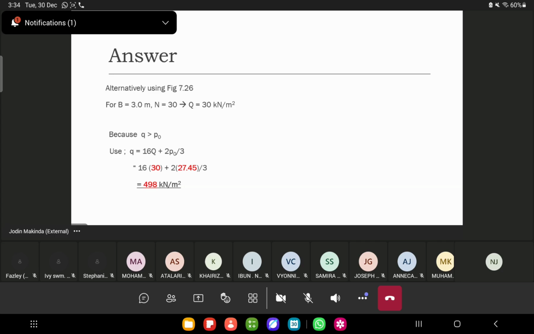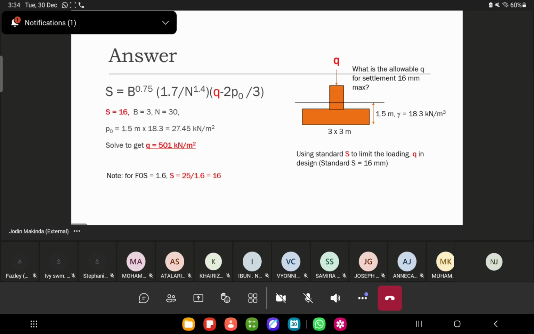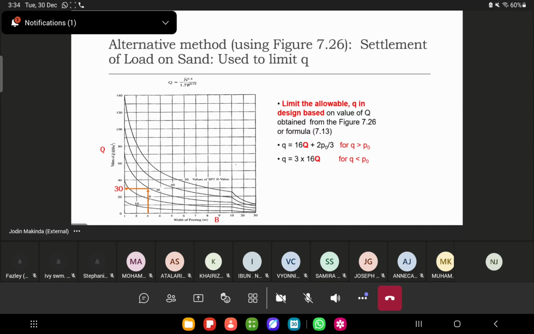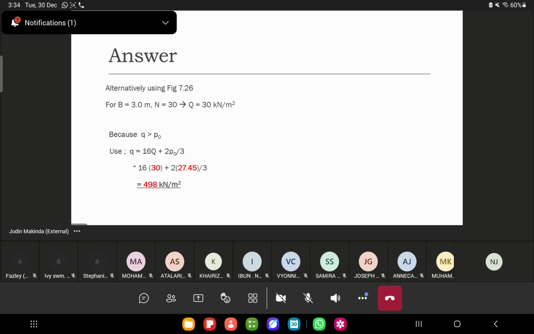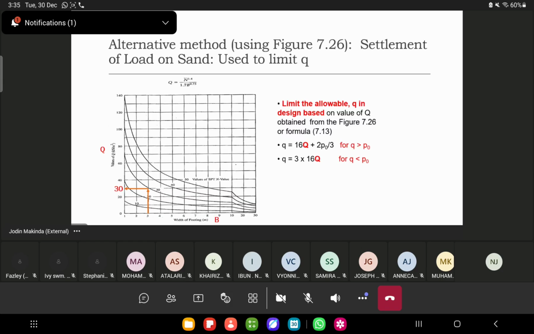So in this case, if you look into the difference between the answers, here the answer is 501, but if you are using the second method, the answer is 498. So there are two different methods with almost similar answers. Both can be used to determine settlement in sand. Usually we are limiting the settlement. We are using the value 16 to control the value of the loading Q.